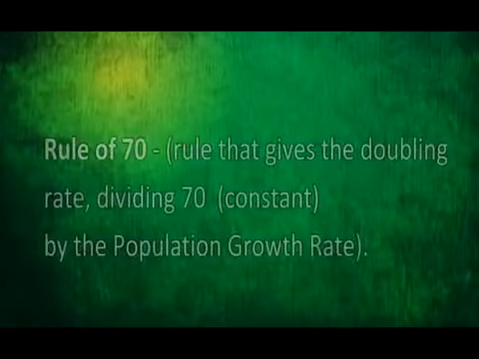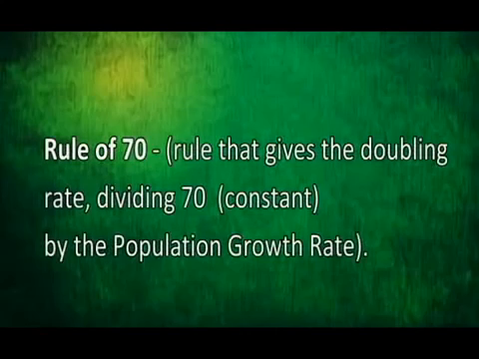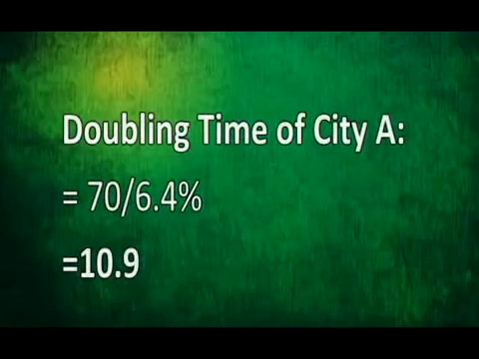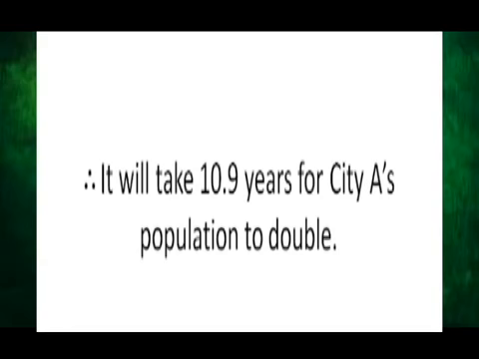The final step is to do the rule of 70, which is a rule that gives the doubling time by dividing 70 by the population growth rate. In other words, how long until a population doubles. Doubling time of City A would be 70 over 6.4%, which equals 10.9. Therefore, it will take 10.9 years for City A's population to double.